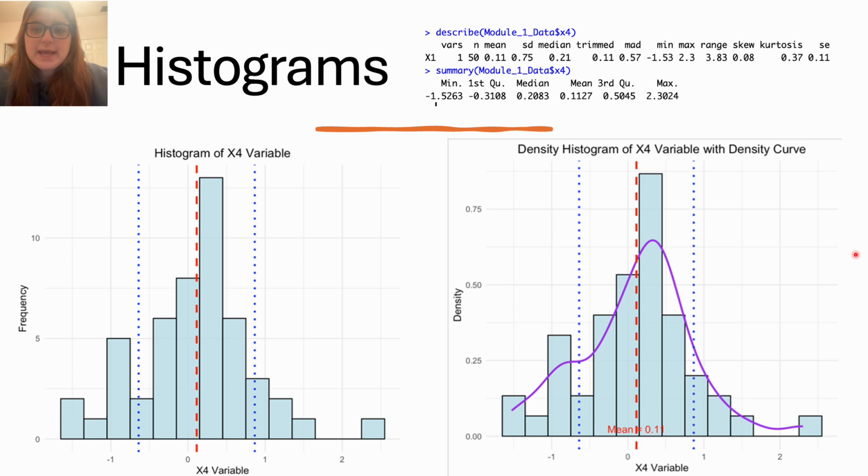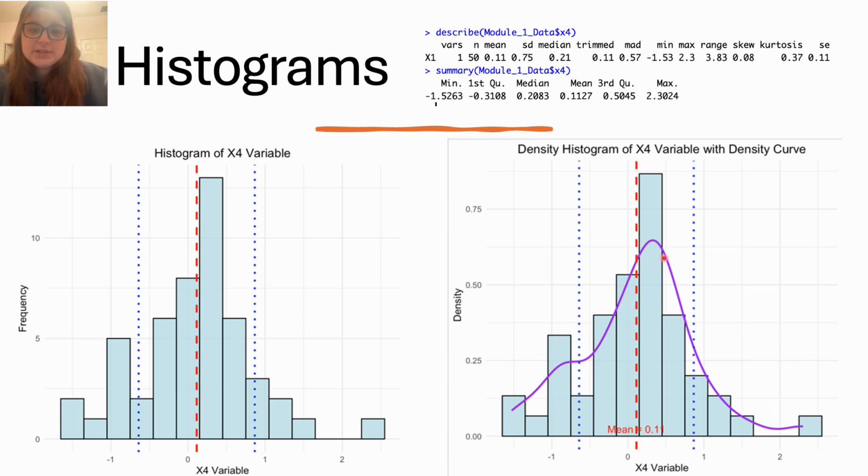Next, we have histograms. I went ahead and plotted a frequency and a density histogram. I know these look the same, but I just wanted to take a moment to explain the importance and the differences between each plot. Frequency graphs plot the frequency of the data within each bin on the y-axis, and tend to be easier to interpret for basic data analysis.